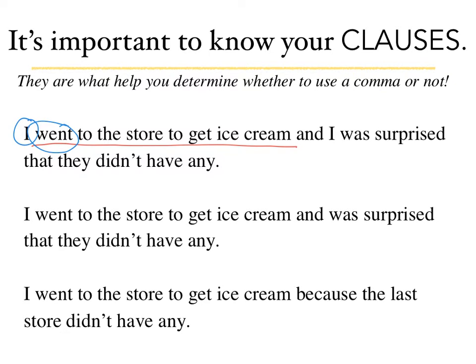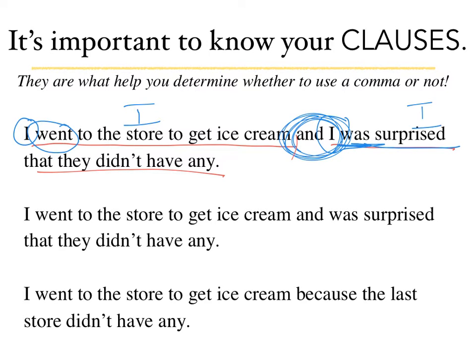Then when you look at the second part of the sentence, and I was surprised that they didn't have any, you can see that here we also have a subject, I, and a verb, was surprised. And so, as you can see in this example, we have two independent clauses that are being linked, and here, and is your fanboys conjunction. So with that in mind, you would indeed want to put a comma right here. I went to the store to get ice cream, and I was surprised that they didn't have any.